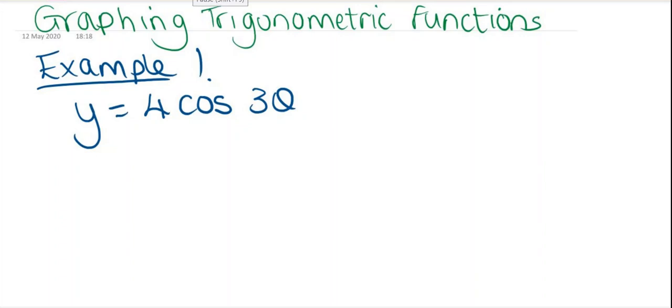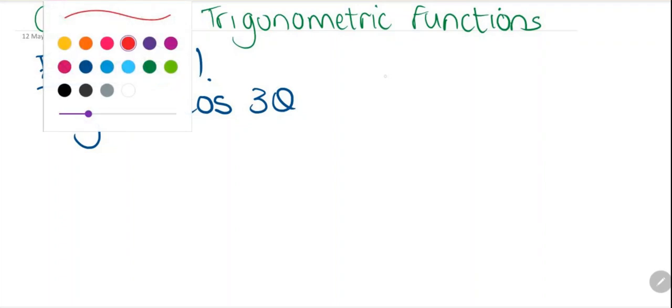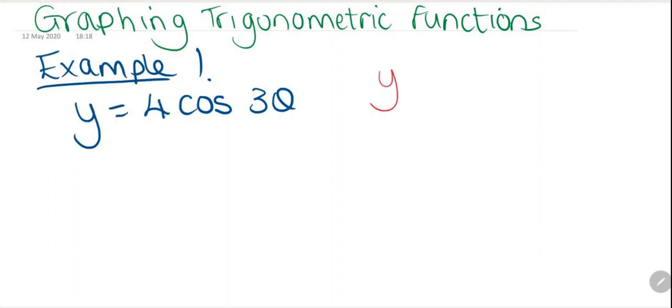So looking at graphing trigonometric functions, we have to find the amplitude and period, and we're given a question: y is 4 cosine 3 theta. So we have to remember that we have y, the amplitude is a, and then we have bx, and this is how we work out the period.